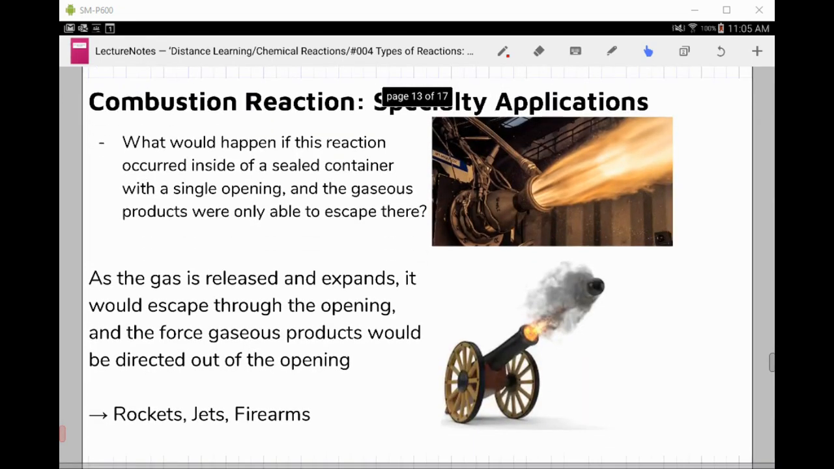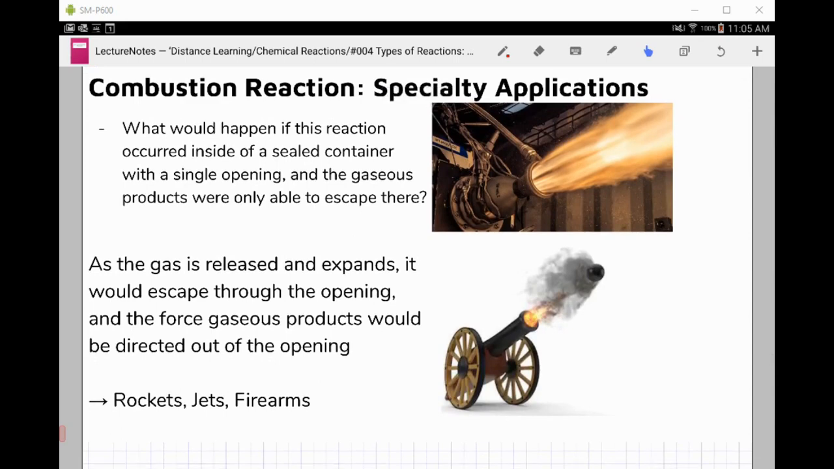Well, if we did it in a controlled container with just one opening, that's how we get rockets, jets, firearms, cannons, right? All of those are examples of combustion reactions where the fuel is being combusted and then that hot gas is being vented or controlled in a specific direction. And as those gas molecules expand and are released from the reaction, they propel or push other objects out.